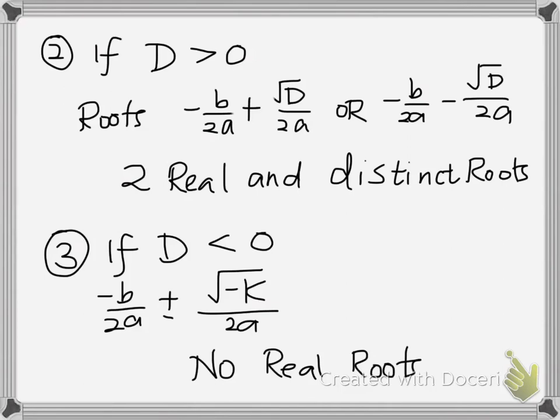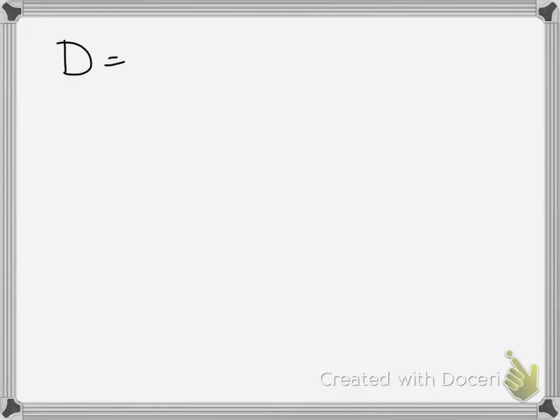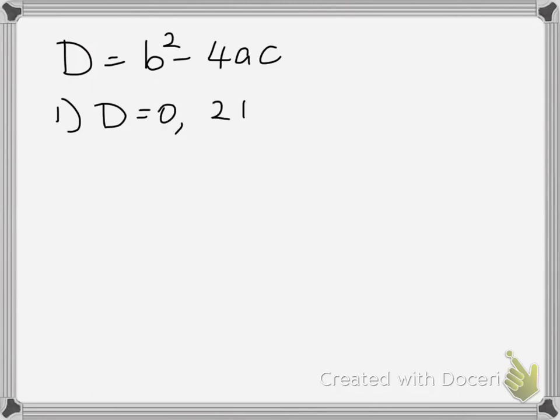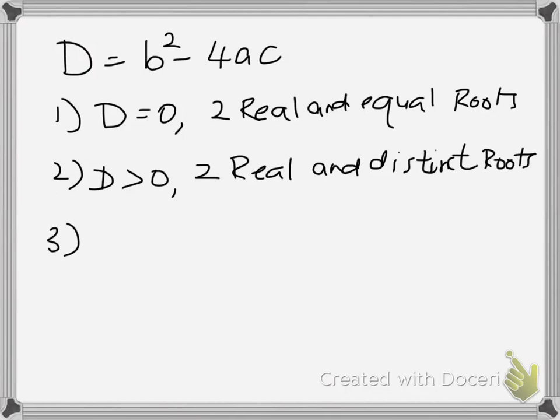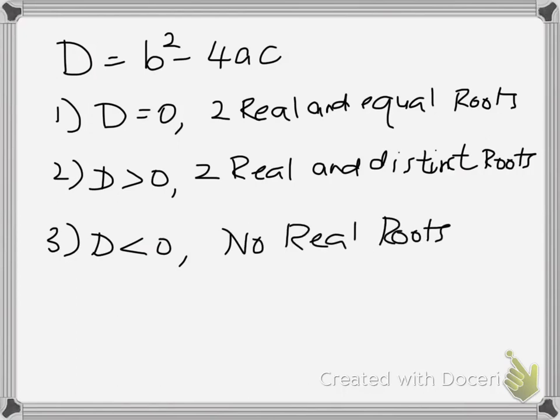Just to summarize, the discriminant is b squared minus 4ac. There are three different scenarios. If D equals 0, we have two real and equal roots. If D is greater than 0, we have two real and distinct roots. If D is less than 0, there are no real roots for the quadratic equation.